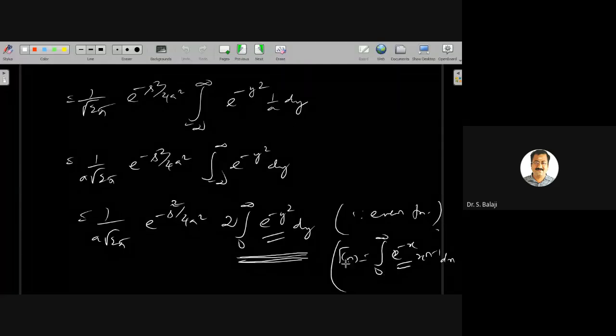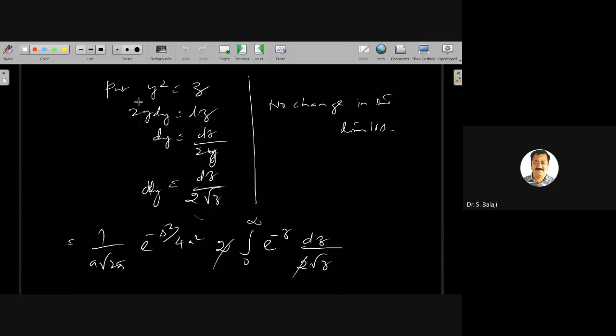The gamma n definition is the integral from 0 to infinity of e power minus x, x power n minus 1 dx. If an integral has this form, you can say that it will be a gamma integral. Therefore, here also you can put y square equal to z. Obviously, you can get this type of gamma integral by the substitution.